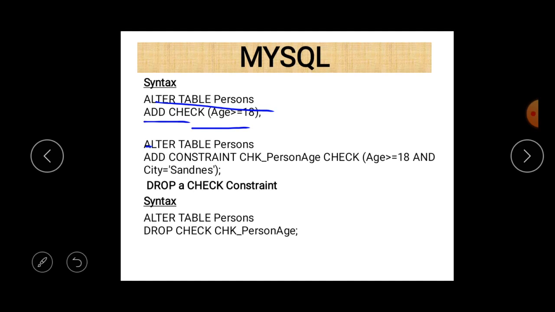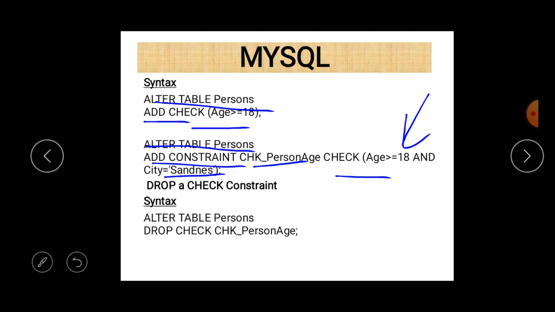So alter table person add constraint, and after that the name of the constraint, which is CHK underscore person age, and then give the condition. Suppose there is more than one condition, and the conditions are age is greater than 18 and there is the name of a city, then these two conditions must be satisfied, so these two conditions must be separated by AND. And if you want to drop that constraint, then it is very simple.